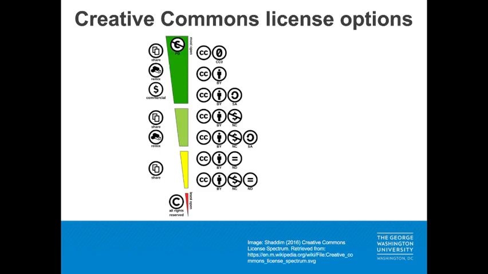And here we see the icons that you'll often see on the bottom of a web page, for instance, that's using Creative Commons to indicate the level of the license. So we see the least open is all rights reserved at the bottom. And then the most open being the no rights reserved, the CC0, indicated at the top. And then you can see all of the possible combinations in between.